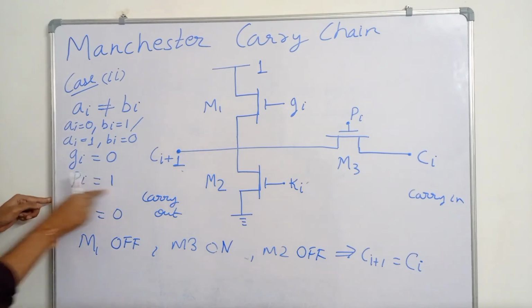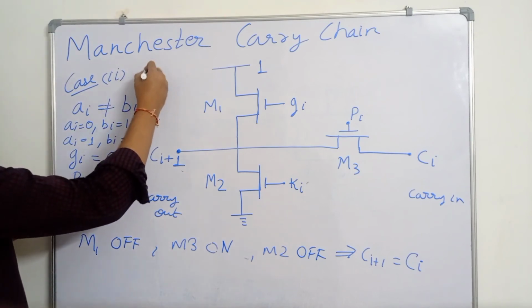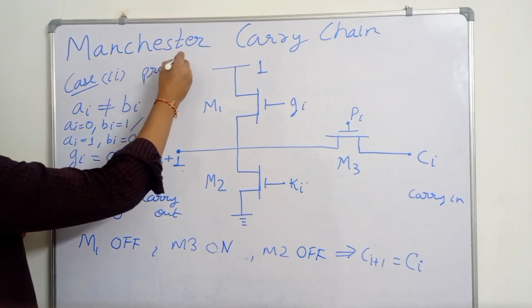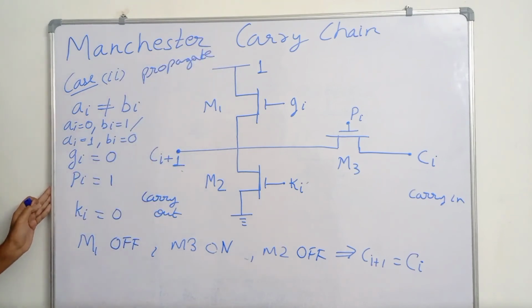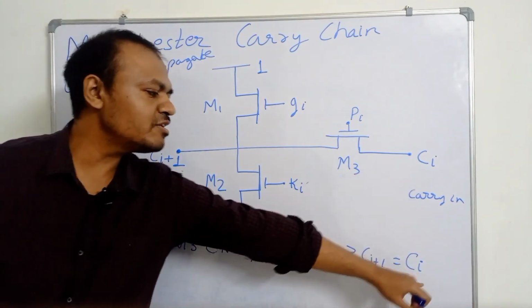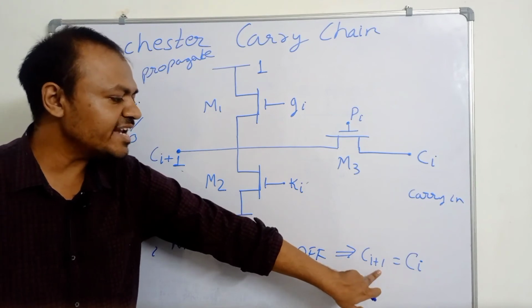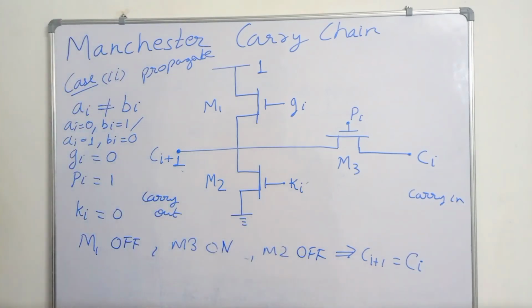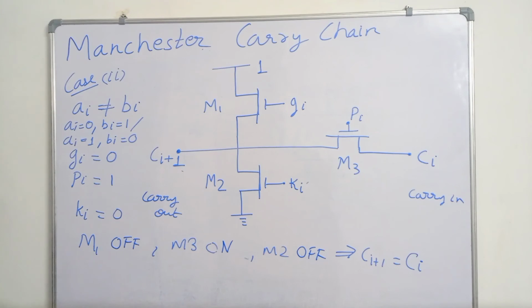This is called the propagate carry. Propagate means the carry in is propagated to the carry out. So obviously in this case we can see that Ci plus 1 equals Ci. So this carry in Ci is propagated to carry out. That is why this Pi is called the propagate carry bit and it is denoted by P.